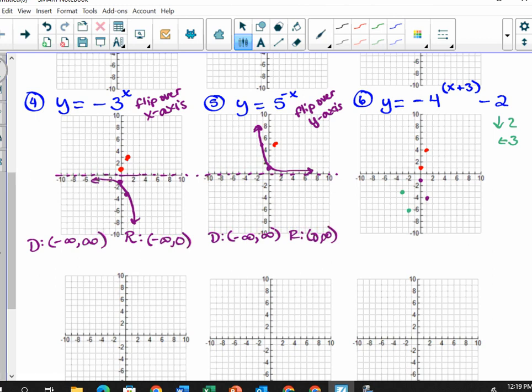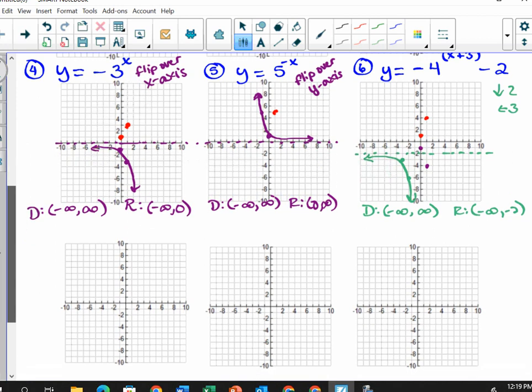Okay, where is my horizontal asymptote? Yep. And then you sketch the shape. How'd we do, guys? Yes, okay, good, good. Domain? Yes. Range. Wait, negative infinity. There we go. Good save, good save.